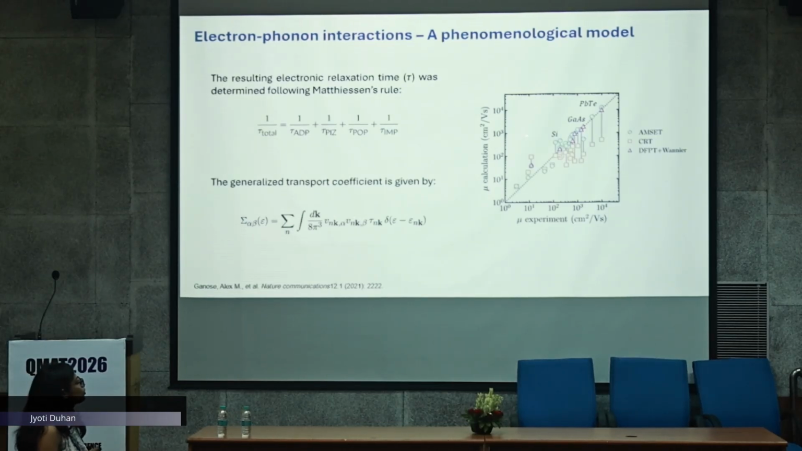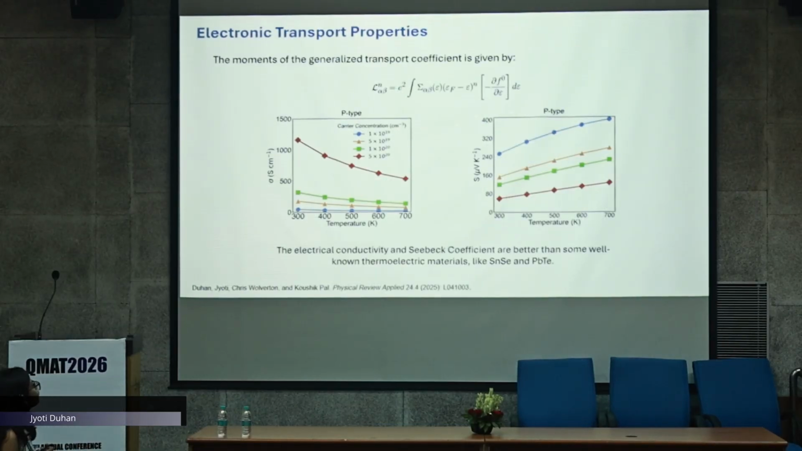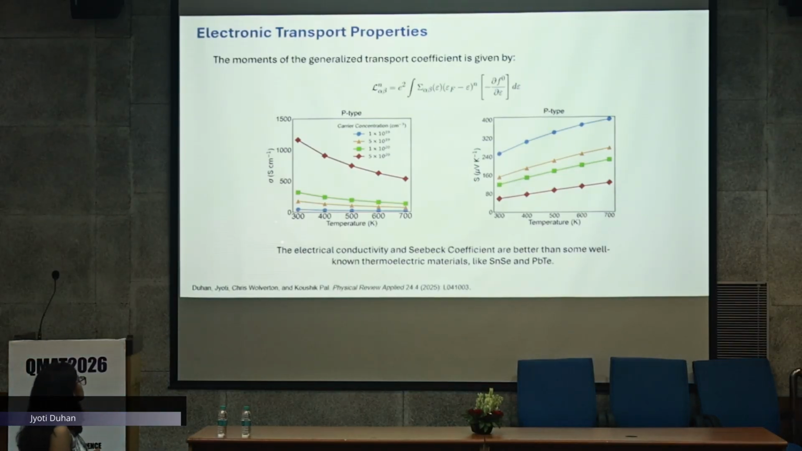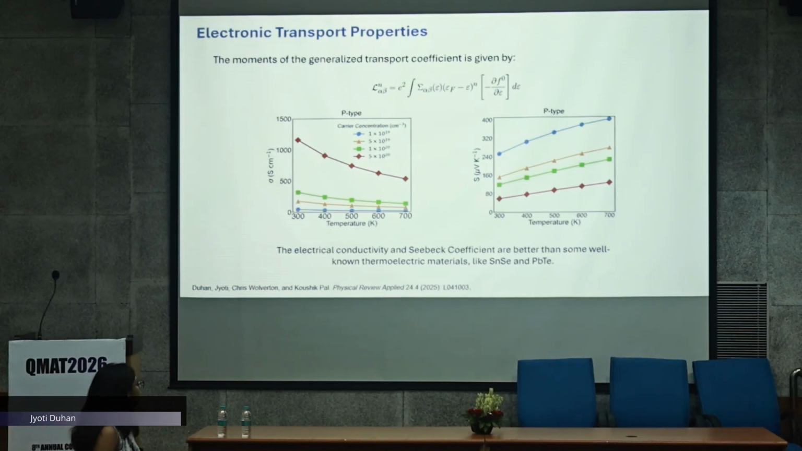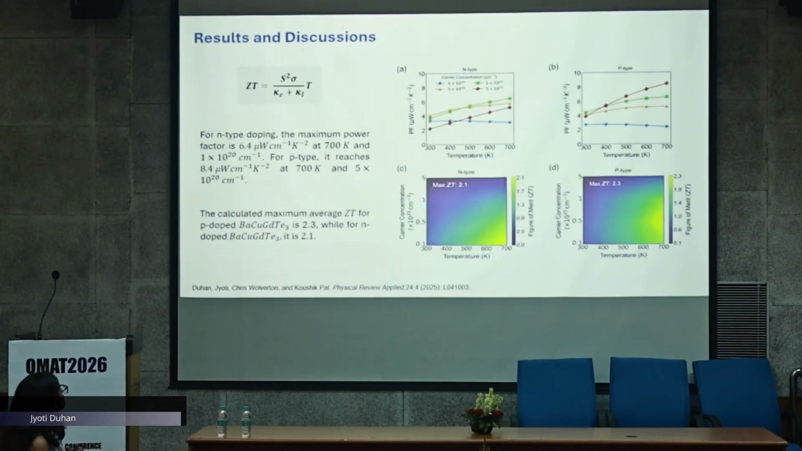And this is the result. This approach has shown very good correlation with the experimental values. From the generalized transport coefficient, the different moments will tell us the Seebeck coefficient or the electrical conductivity. The electrical conductivity and Seebeck coefficient are shown for 4 different concentrations for the p-type doping, and it is shown that it is better than some of the well-known thermoelectric materials like lead telluride and tin selenide. And this is the final result.